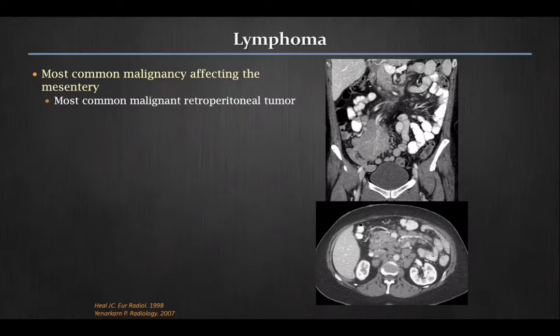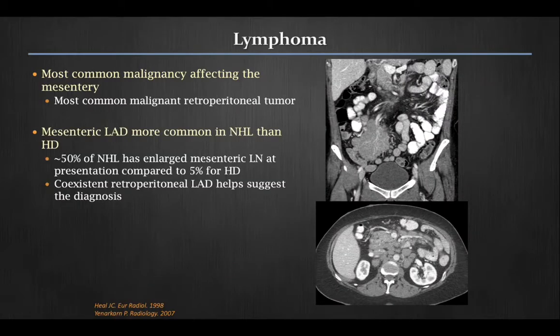Lymphoma is the most common malignancy affecting the mesentery, and it's the most common malignant retroperitoneal tumor. Mesenteric involvement is more common in non-Hodgkin's lymphoma as compared to Hodgkin's lymphoma. 50% of the non-Hodgkin's cases will have enlarged mesenteric lymph nodes at presentation compared to only 5% for Hodgkin's disease. From an imaging standpoint, if you see enlarged lymph nodes in multiple stations, that helps suggest the diagnosis of lymphoma as opposed to a malignancy where there is an immediate draining lymph node basin affecting that site.